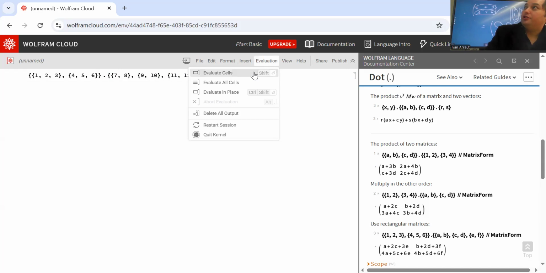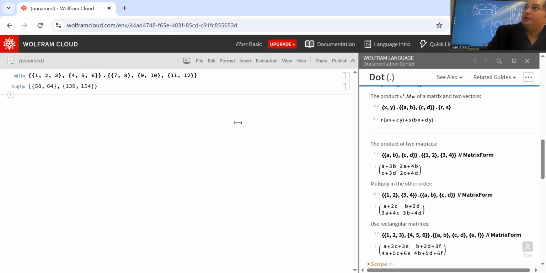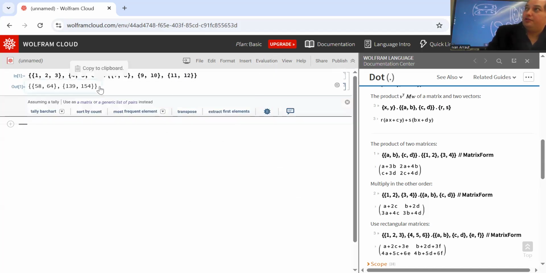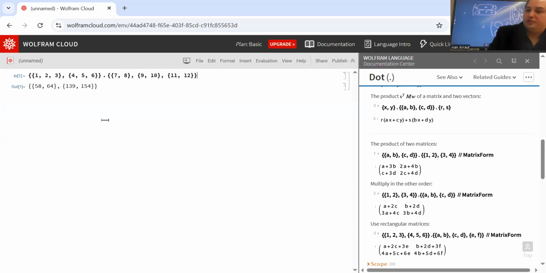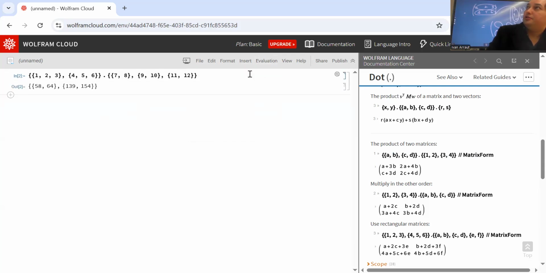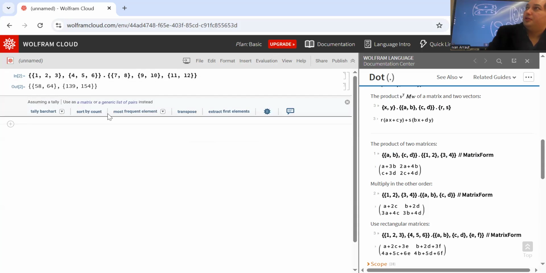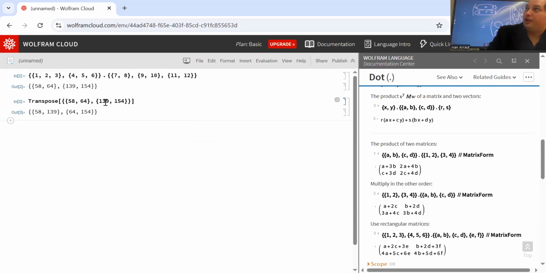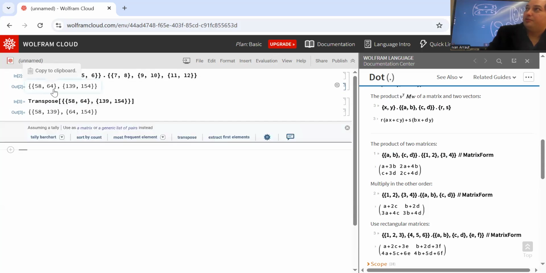So evaluate cells. This is the final result. And now I want to show, let's put it in matrix form maybe. Well, this doesn't allow me to do it. Evaluate cells. I can actually calculate the transpose if I want, any operation. Look at the transpose of this.